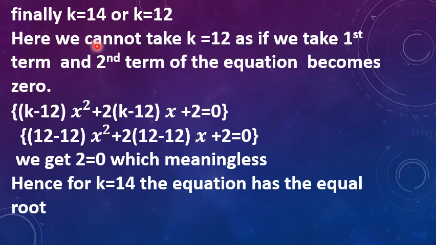Here we cannot take the value k equals 12, because if we take that value, the first and second terms of the equation become 0. For example, our given equation is k minus 12 into x square plus 2 into k minus 12 into x plus 2 equals 0. On putting that value of k, we get 2 equals 0, because the first term and second term become 0. So we get 2 equals 0, which is meaningless. Hence only for k equals 14 does the given equation have equal roots.